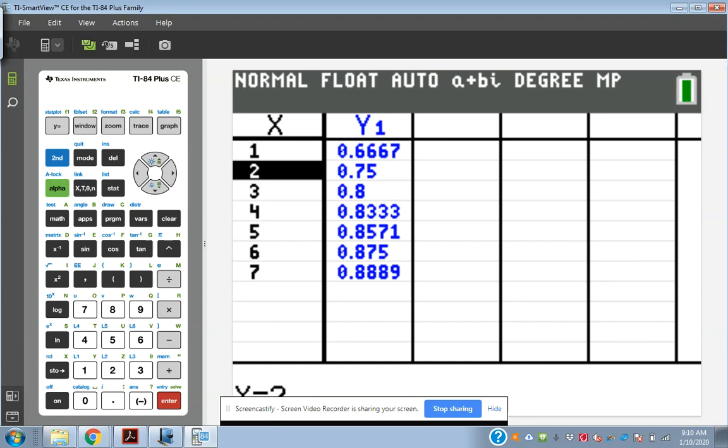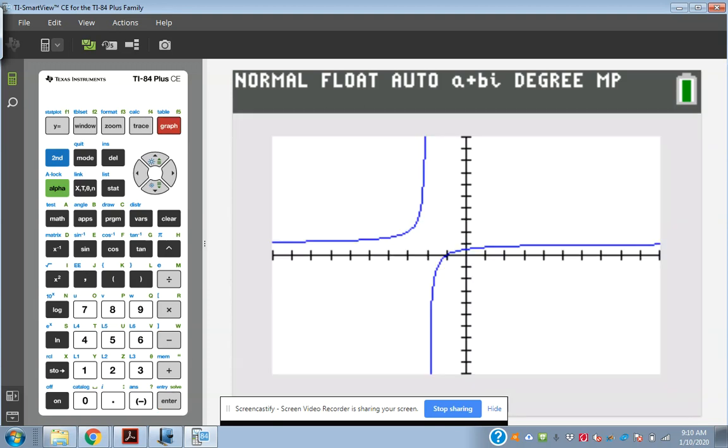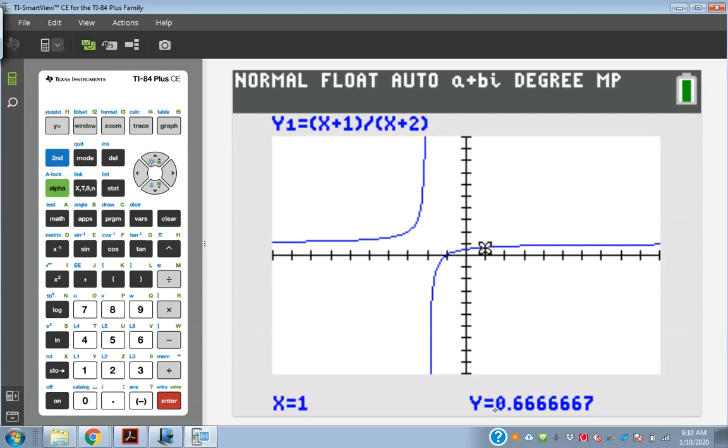And I get 2/3, that's 0.66 repeating. Out of that, we see that that's not 1/2. If I'm at the graph, I can also hit trace and type a 1 and hit enter. And you can see that ordered pair at the bottom. And it shows me, hey, that 1 is not at 0.5 like we think it should be. So that tells me that it's not on the graph either. Okay.